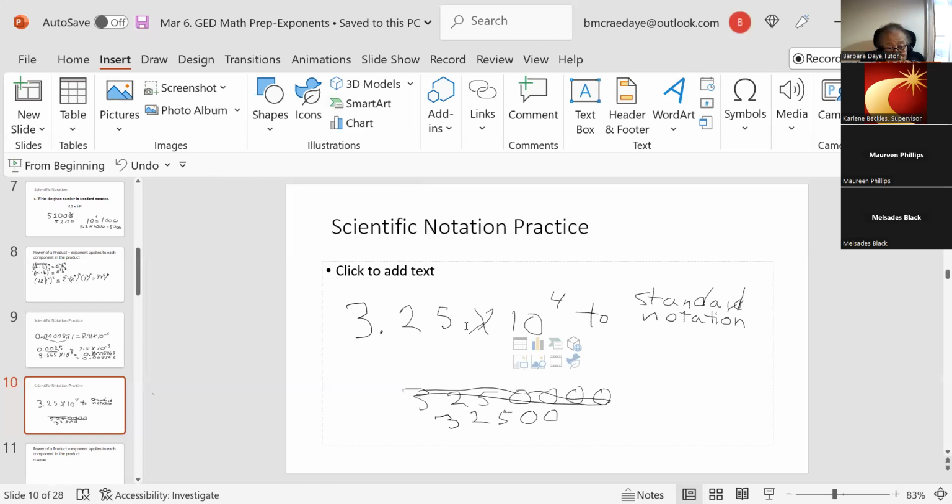And the power here was 4. So I've got 2 extra zeros. So take those 2 zeros out and you have your right number, right? That's right. Thank you. Any questions?